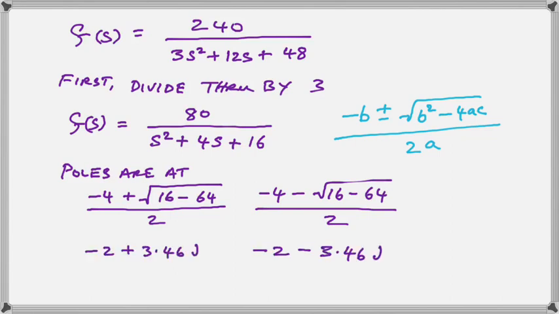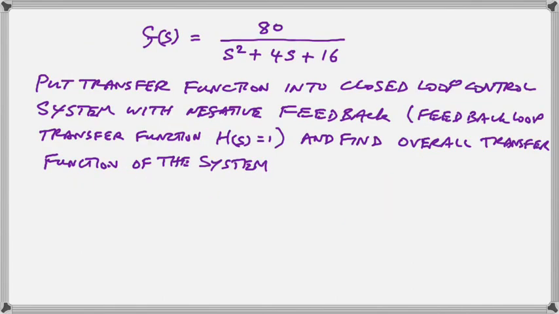So we see we have minus 2, the real part, plus or minus 3.46j, the imaginary part. And this immediately tells us that our system is underdamped, okay? Underdamped, and oscillatory if you prefer that word. So let's go on now to do the second part of our question and put this into a system with negative feedback, a closed loop system.